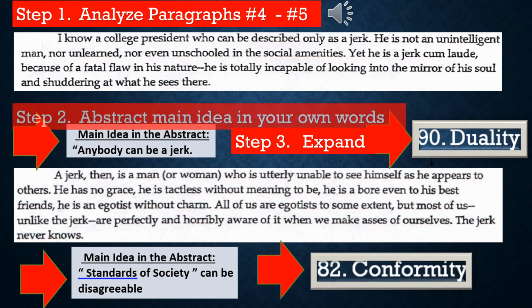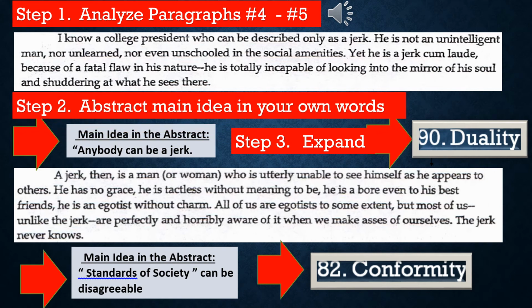We continue with the brainstorming pattern in paragraphs 4 and 5. Come up with our own main ideas in the blue boxes. Anybody can be a jerk for paragraph 4, and main idea for paragraph 5: standards of society can be disagreeable. Those are what I came up with. You could come up with your own.